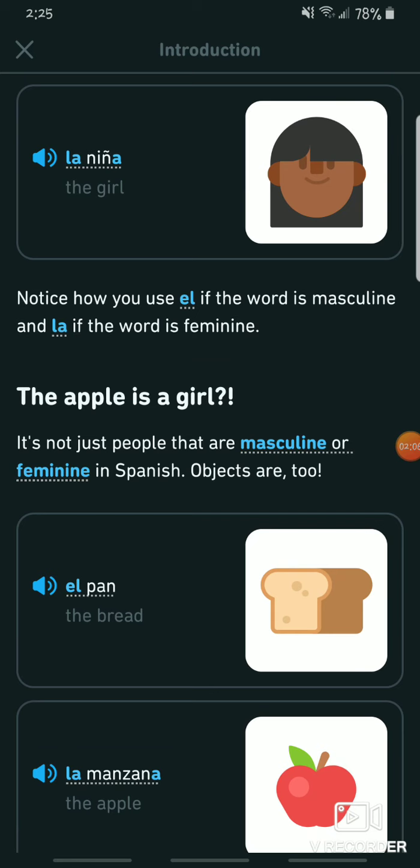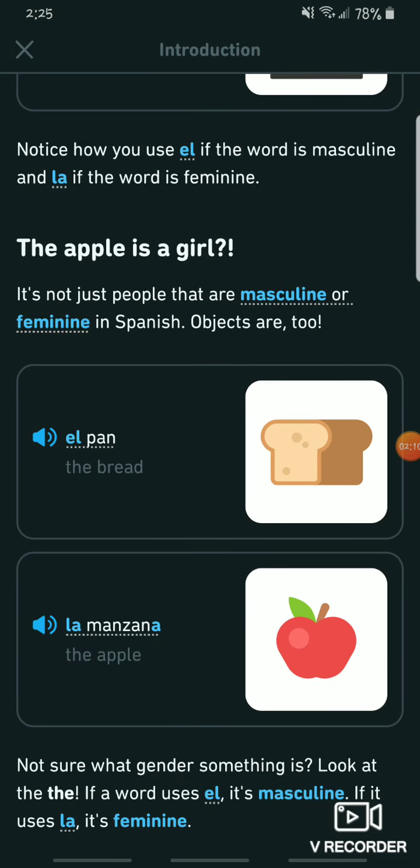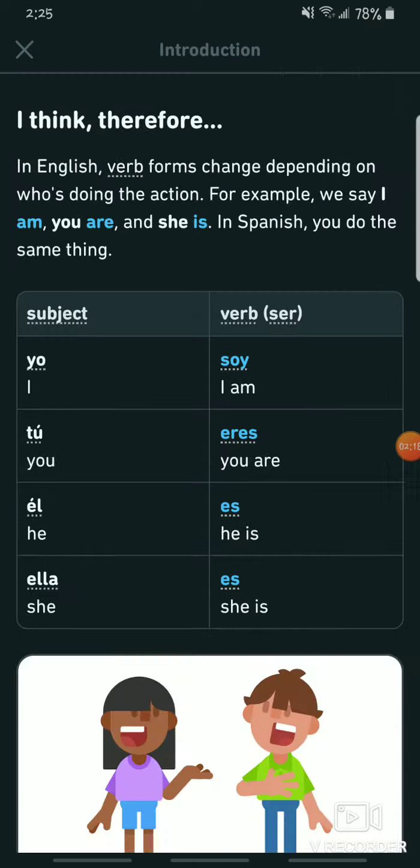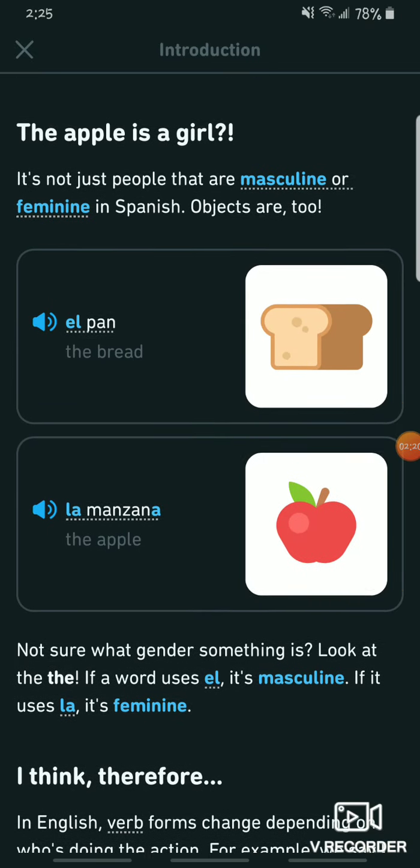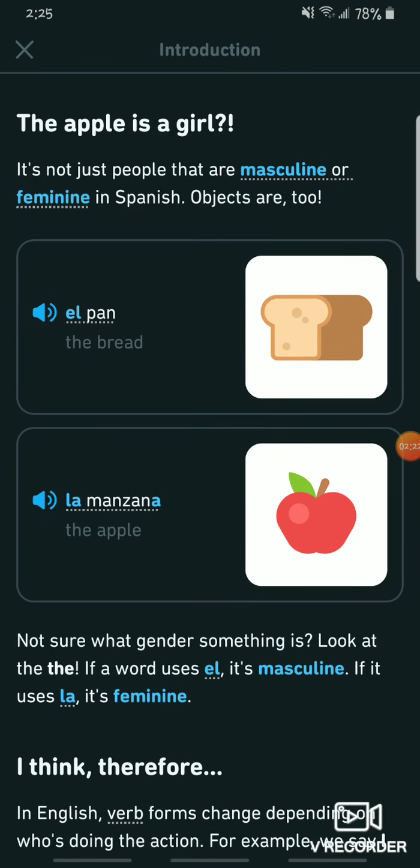It's not just people that are masculine or feminine in Spanish. Objects are too. El pan, the bread. La manzana, the apple. Not sure what gender something is? Look at the article: if a word uses el, it's masculine. If it uses la, it's feminine.